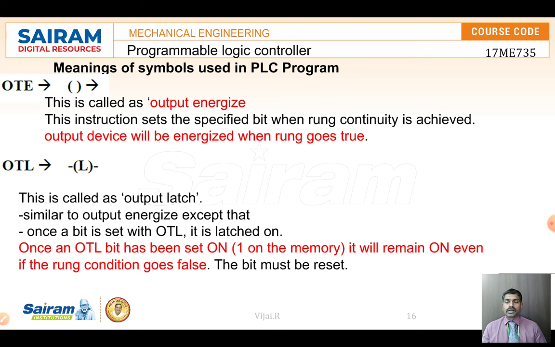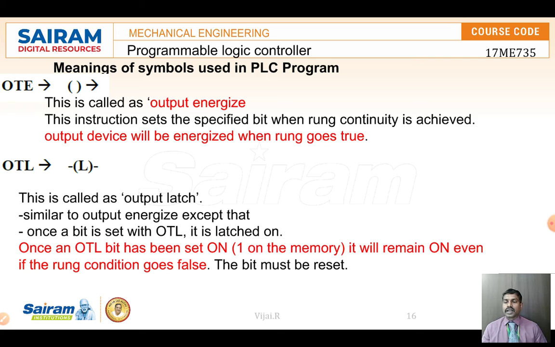And some other symbols may be there, just like open and close brackets, which is OTE, that is, output energize. This output energize is set when the rung is continuously achieved. So output energize means it is going to be energized when the rung is going to be true, in the sense of 1, right? So when it is true, it is OTE, the energize.